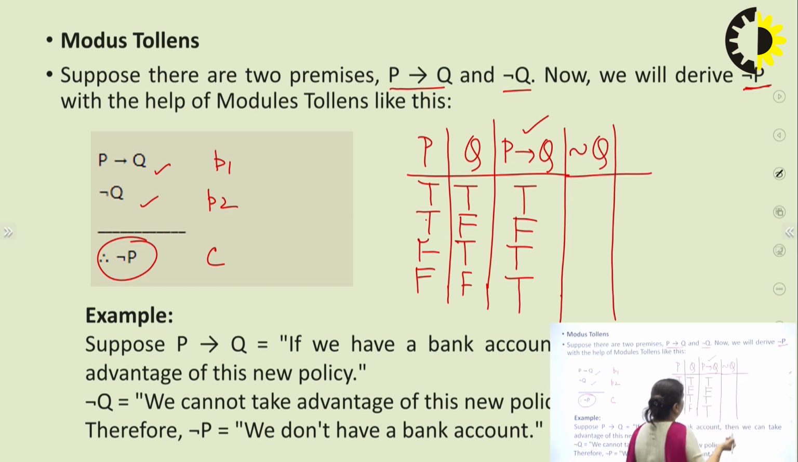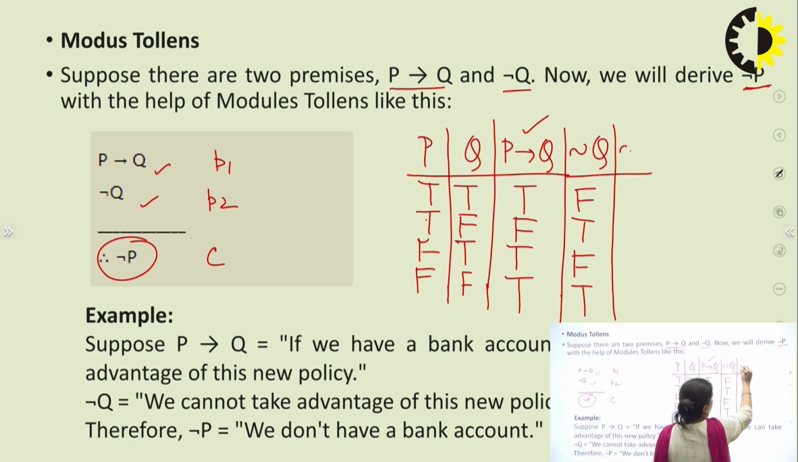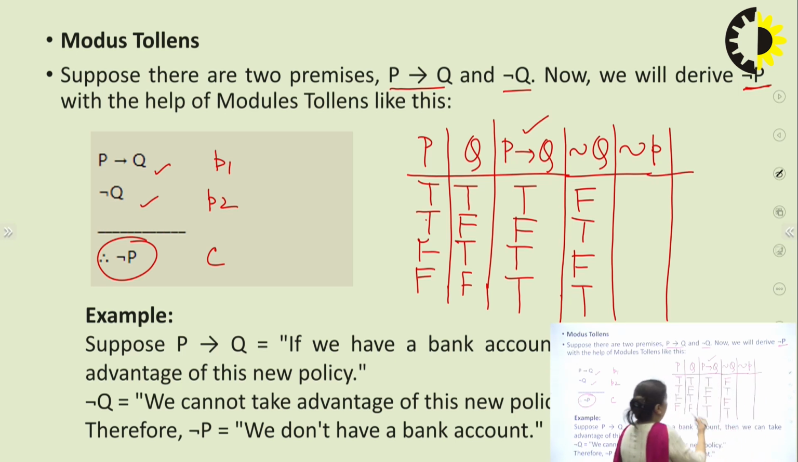Not Q simply means if the value of Q is true, we'll make it false, and if it is false, we'll make it true. So, first one, it is true, so it becomes false, then second one becomes true, false, and then again true. What we need in my conclusion? Not P. So, we'll also draw the column for not P. Not P simply means whatever is the value of P, we'll just invert it. So, I'll get a false, false, true, true.